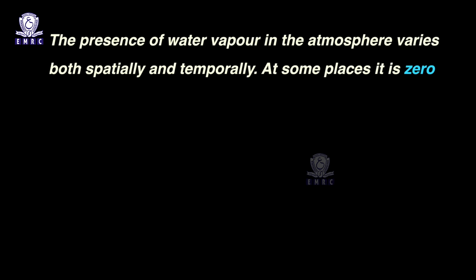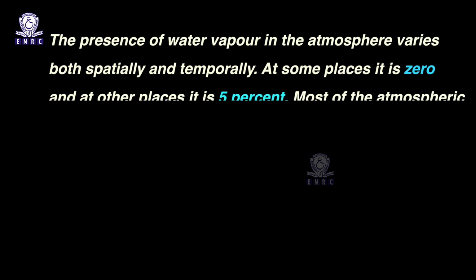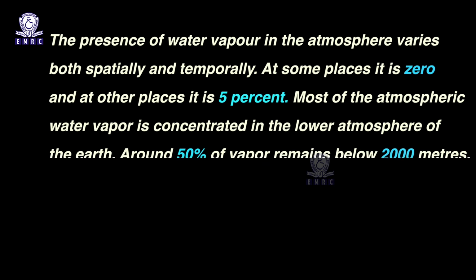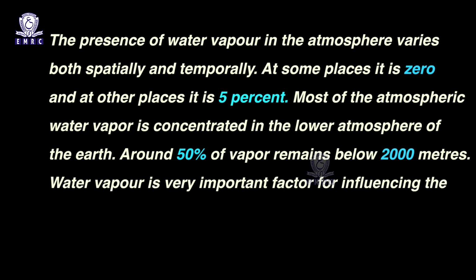The presence of water vapor in the atmosphere varies both spatially and temporally. At some places it is 0 and at other places it is 5%. Most of the atmospheric water vapor is concentrated in the lower atmosphere of the earth. Around 50% of vapor remains below 2000 meters.